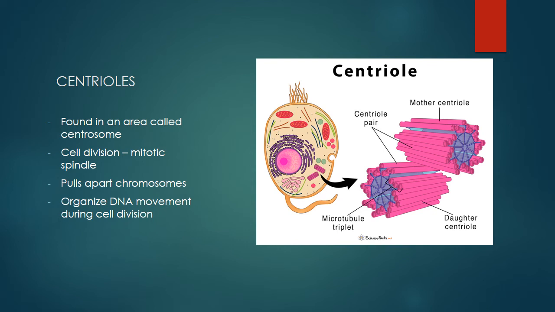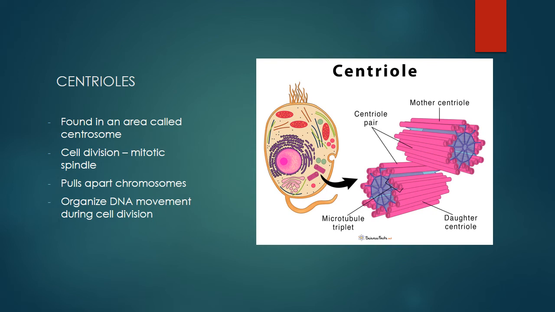The centrioles are active during cell division, and they form the mitotic spindle during the process of cell division. The mitotic spindle consists of microtubules. Centrioles pull apart chromosomes and organize DNA movement during cell division.